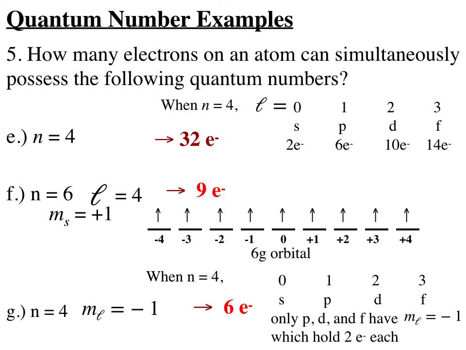So I have an S, a P, a D, and an F. S's have no M sub L equal minus 1, but P's have an M sub L equal minus 1, D's have an M sub L equal minus 1, and F's have an M sub L equal minus 1. Since there's no spin quantum number designated, I can have a spin up and a spin down electron in M sub L equal minus 1. So that means I can have 2 in that M sub L equals minus 1 P, 2 in the M sub L equal minus 1 D, 2 in the M sub L equal minus 1 F, for a total of 6 electrons simultaneously having n equal 4, M sub L equal minus 1.